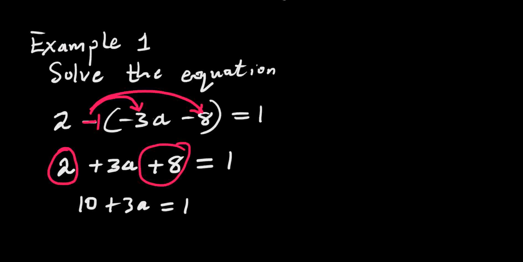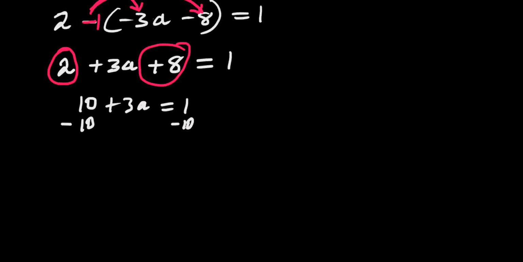So now we are going to isolate 3a by moving 10 from the left side. To do that, we are going to subtract 10 from both sides. So 10 minus 10 and 1 minus 10. So 10 minus 10 is 0, so we can simply strike this from here. And now we have 3a equals 1 minus 10. That's going to give you negative 9. So we have negative 9.